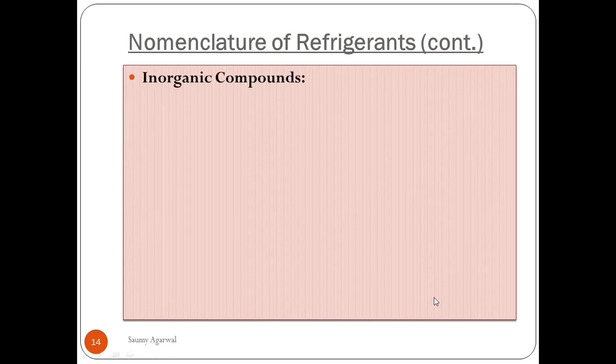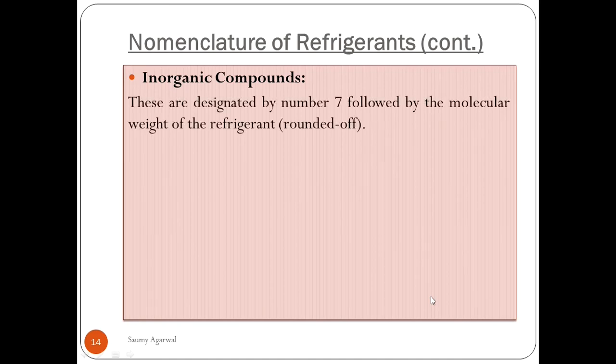Now in this series, let's see the nomenclature of inorganic compounds. As already discussed, inorganic compounds are those which do not have carbon-hydrogen bonds. These are designated by the number 7, followed by the molecular weight of the refrigerant, which is rounded off. For example, air is also a refrigerant. The molecular weight of air is 28.96, so we round it off to 29 over here.